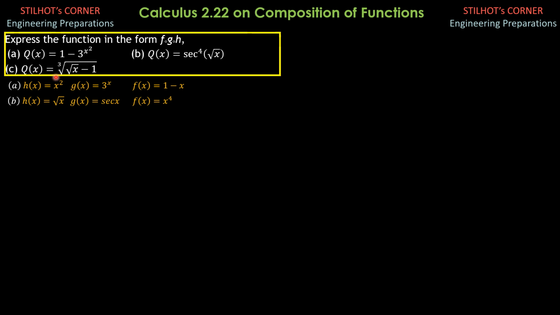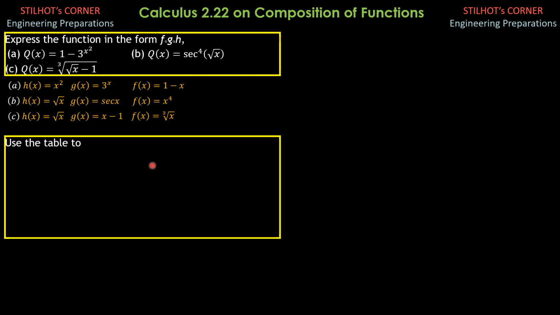For part C, the outer function h of x should be square root of x. Then g of x should be x minus 1. And f of x should be cube root of x. So that's it for that first exercise.